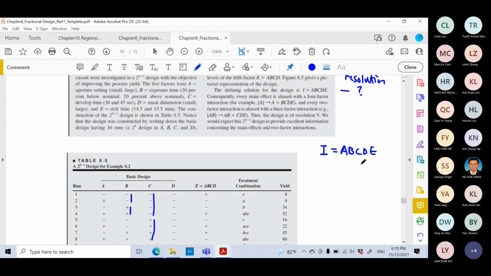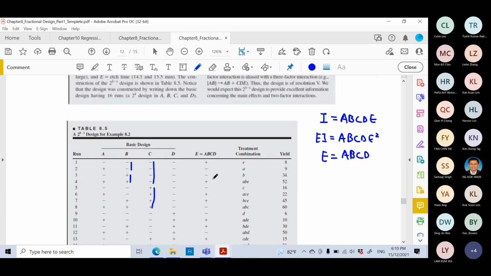Okay, the relation here. So what you need to do is just E times I will equal to ABCDE squared. So the E times I is still E, which will equal to ABCD. The E squared is equal to the I. So therefore, you get the last one. So the sign of the E will be equal to all these ABCDE.